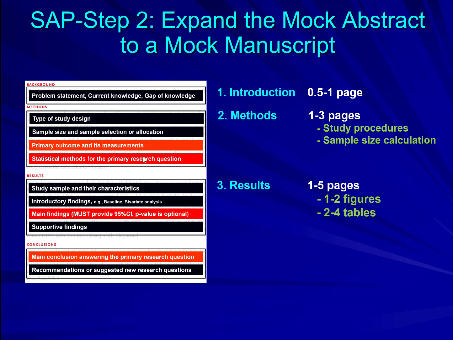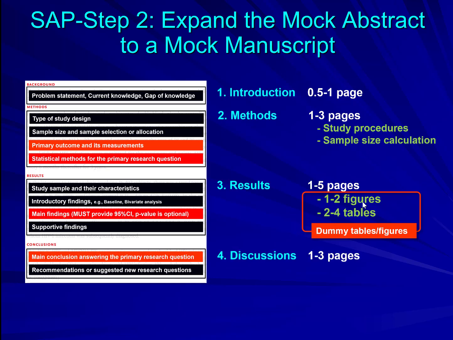For results, from the abstract, it is a narrative and we select some to present there. But for the mock manuscript, this section expands quite long, like 1 to 5 pages. There are about 1 to 2 figures approximately, 2 to 4 tables, not much. So these are called the dummy tables or figures in the mock abstract. Sorry, the mock manuscript.